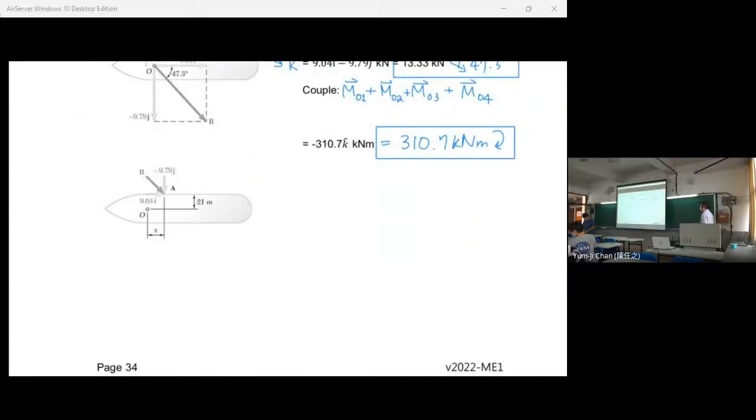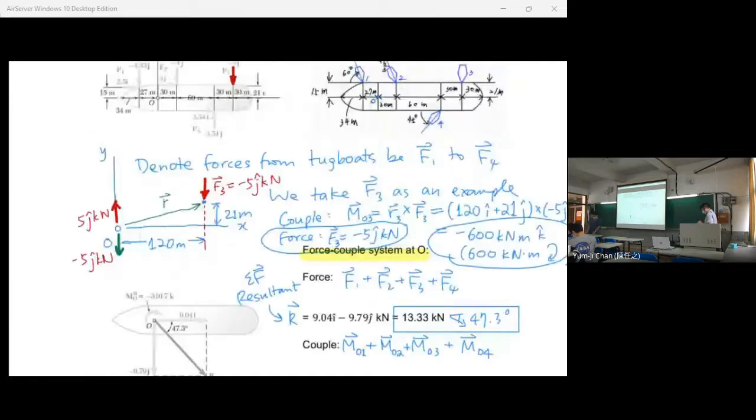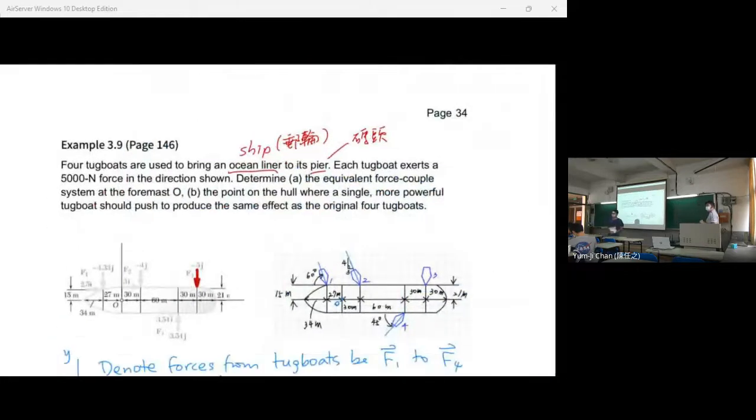So the first thing I want to do today is go to page 34 and Example 3.9. We have done part A, but we haven't done part B yet. In part A, we determined the equivalent force couple system. We have four tugboats on the ship.